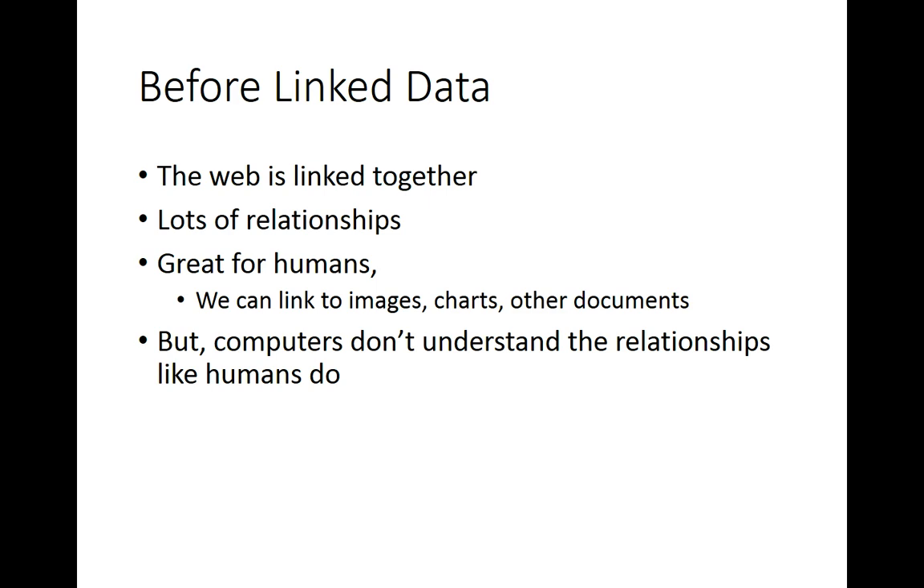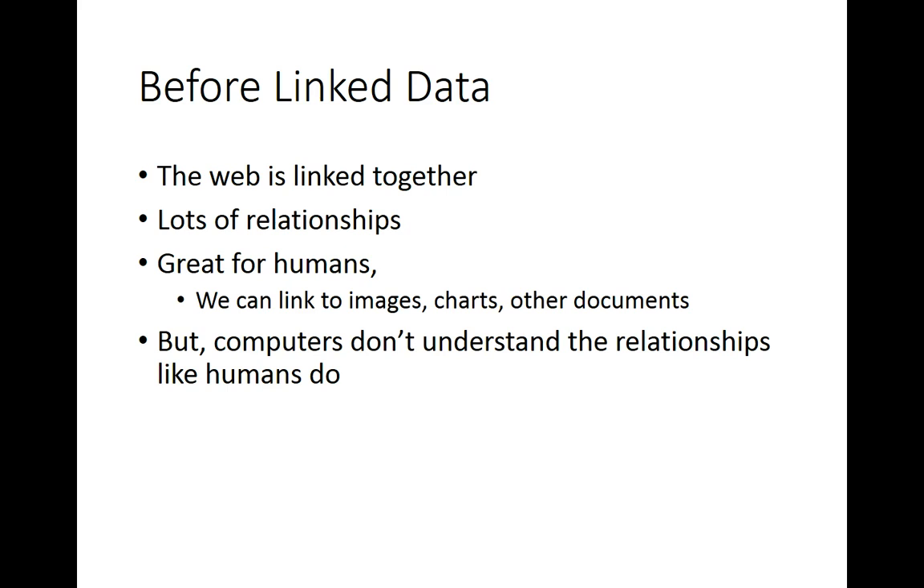Lots of relationships. It's great for humans. We can link to images, charts, and other documents. But when we do that, the humans can read it and the humans can understand it and so on and so forth. But computers don't understand those relationships like humans do. And I'm glossing over a whole lot of technology, but I'm making some assumptions that we all more or less know how the web works, at least on a cursory level, because we've all clicked on the hyperlinks and we've navigated through the web.